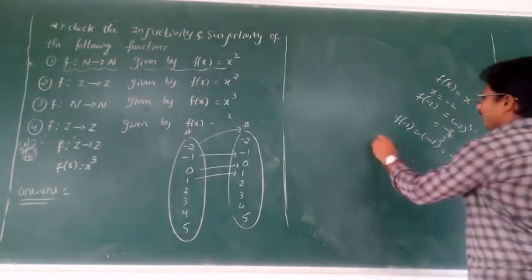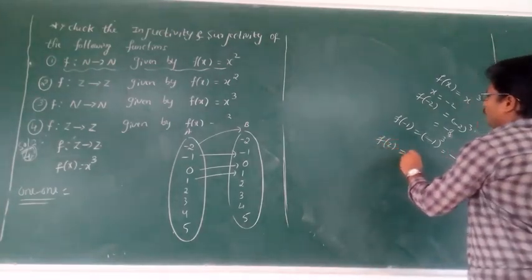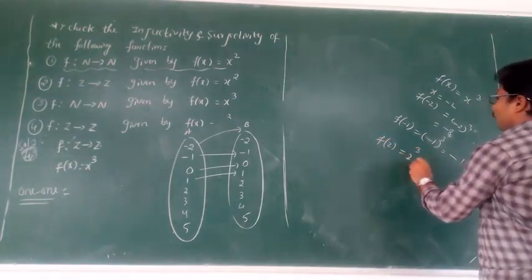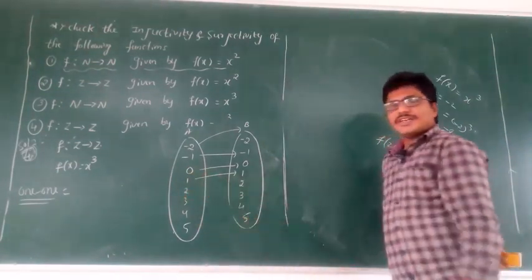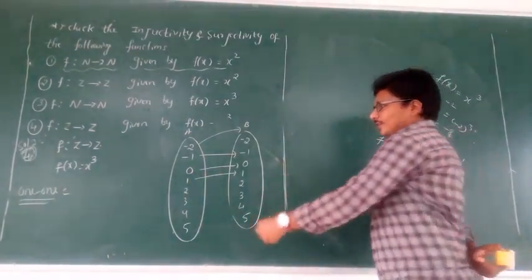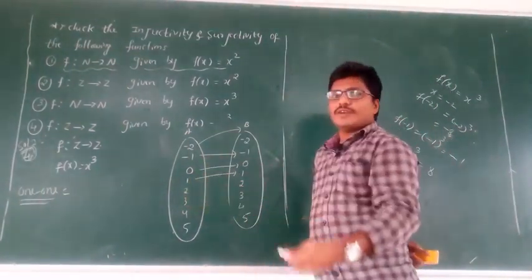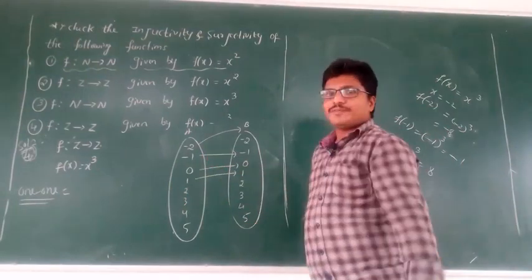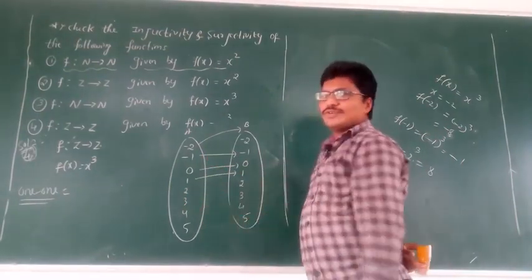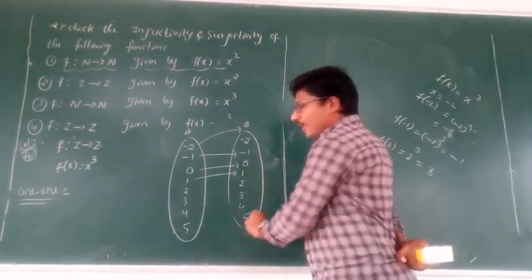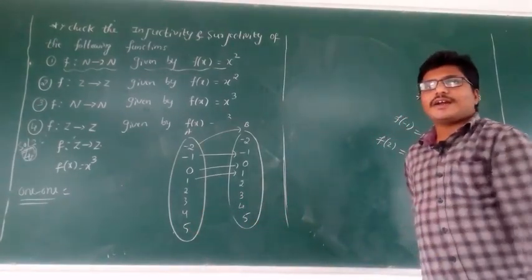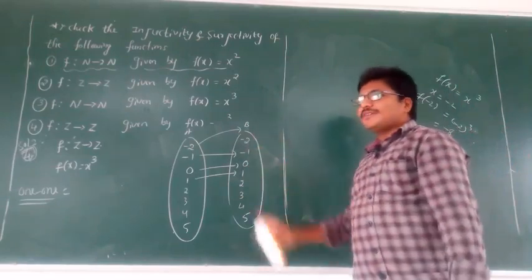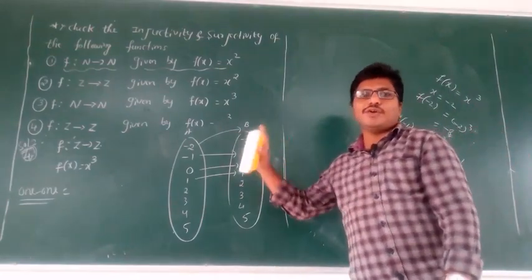So fill up 2. What of 1? 2 is equal to x cube, that is 2 cube, which is 8. 2 is connected with 8. 3 is connected with 3 cube, it means 27. 27 is connected. 4 is connected with 64. 5 is 125. It is directly connected because this B set contains minus infinity to infinity.